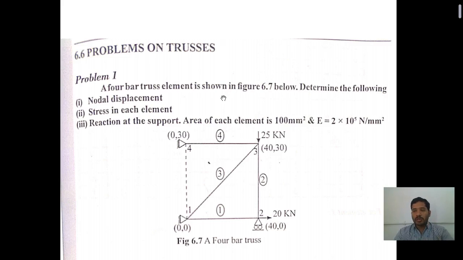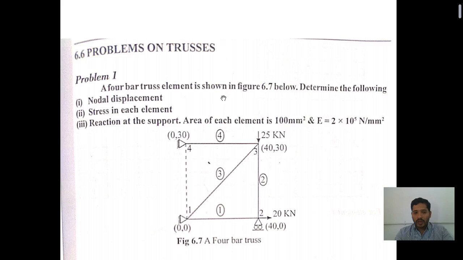The nodal displacement is nothing but the values of q1, q2, q3 and q4 that we need to find out. In the second condition, we need to find out the stresses in each element, which means we need to find sigma 1, sigma 2, sigma 3 as well as sigma 4. The third condition is to find the reaction at the support.